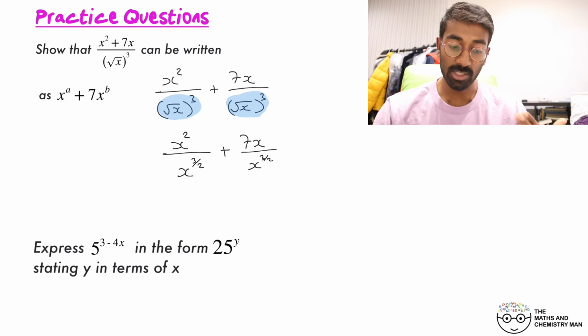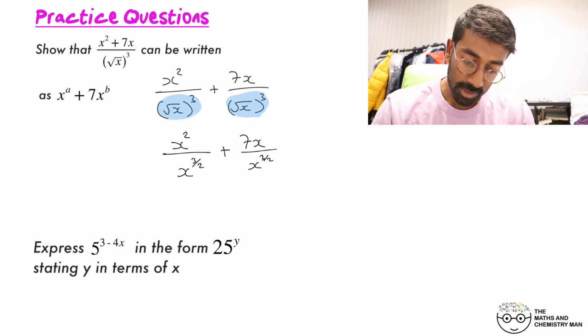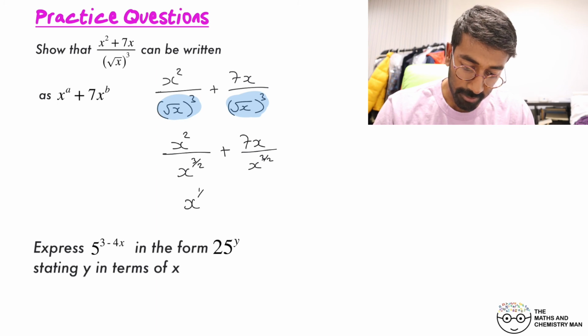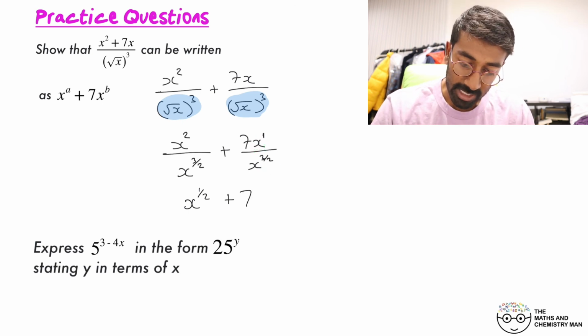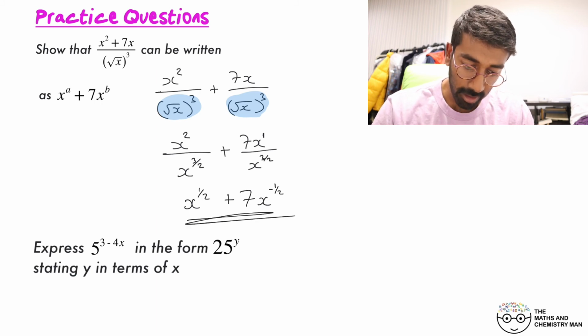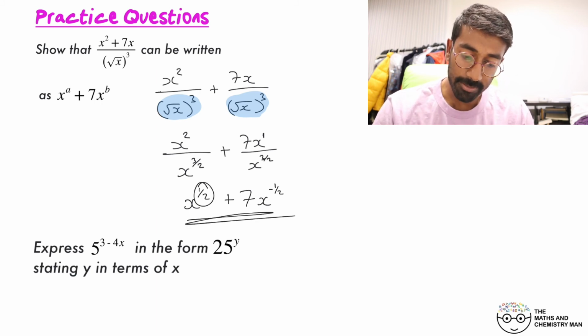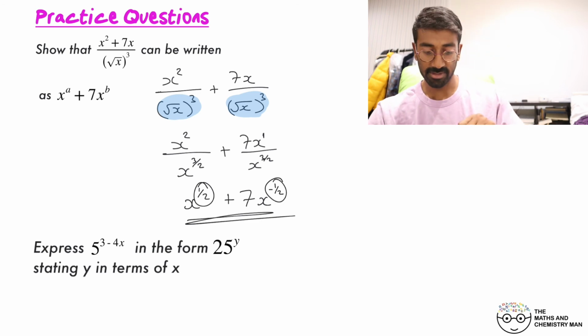And so what do we do now? Well, we're just going to need to subtract our powers. So for the first one, that's 2 take away 3 over 2. So that's going to be x to the power of a half. And then for the next one there, remember that's there as a power of 1. So you're doing 1 take away 3 over 2. So we'll be left with 7x to the power of negative a half this time. So there we are. A is going to be a half and B is going to be negative a half.